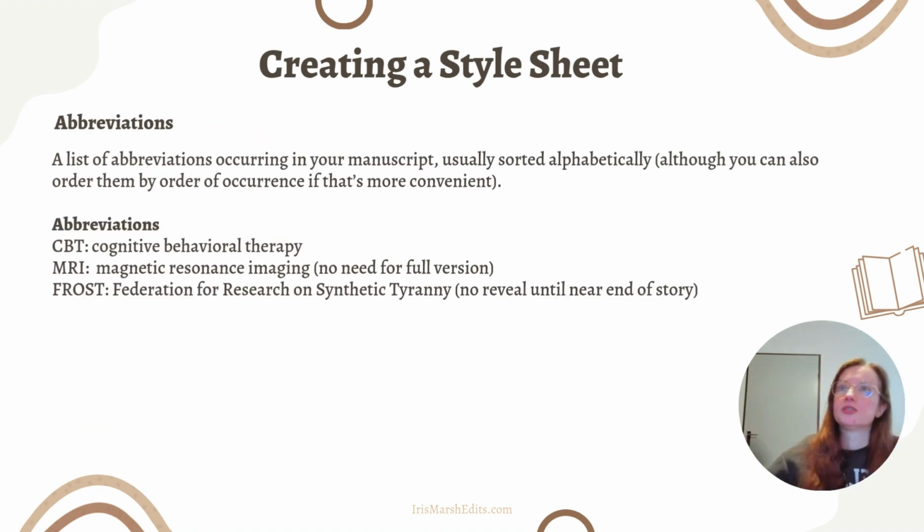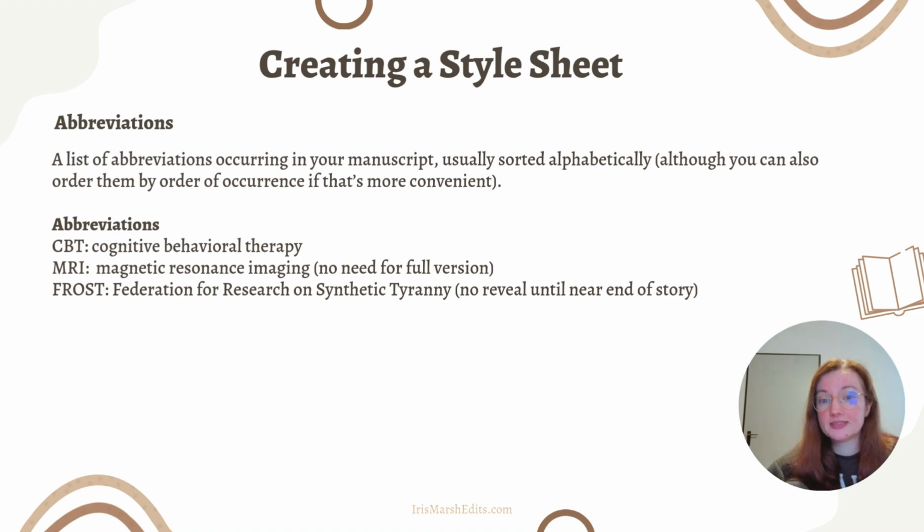Then I usually have a section for abbreviations. Abbreviations are usually more common in nonfiction than fiction, but they do happen. So this contains a list of abbreviations occurring in your manuscript. Usually it's sorted alphabetically. You can also order them by order of occurrence if that's more convenient for you, or if you find that easier to check your manuscript.